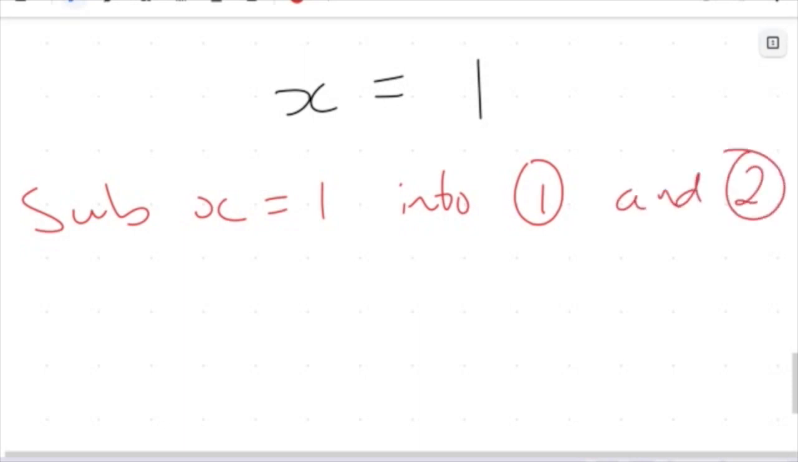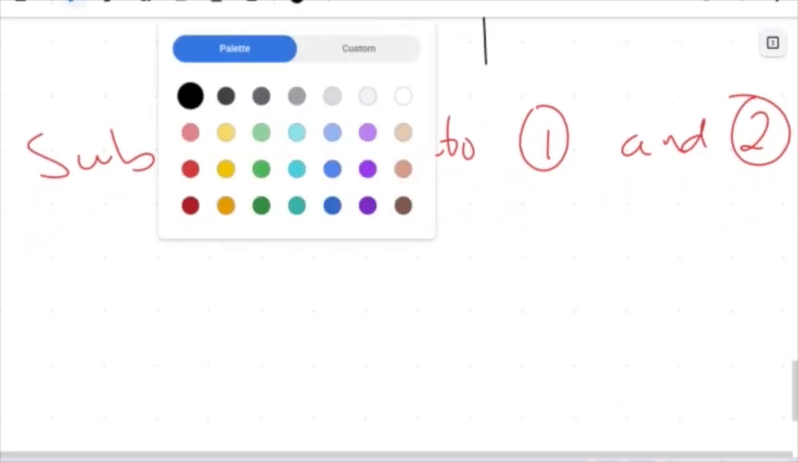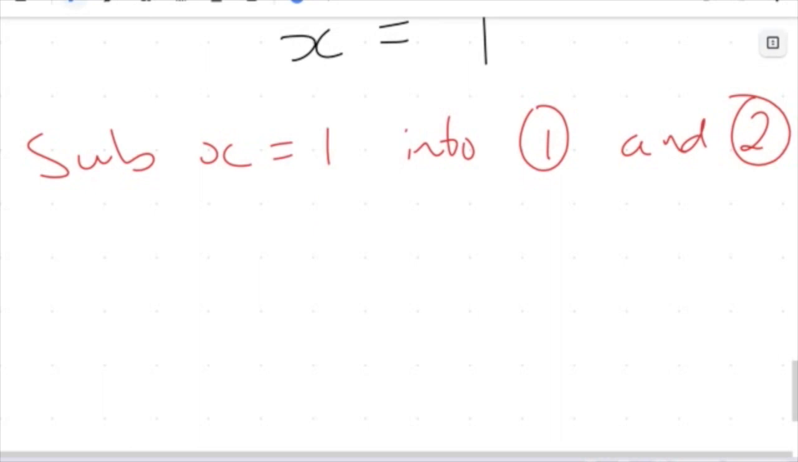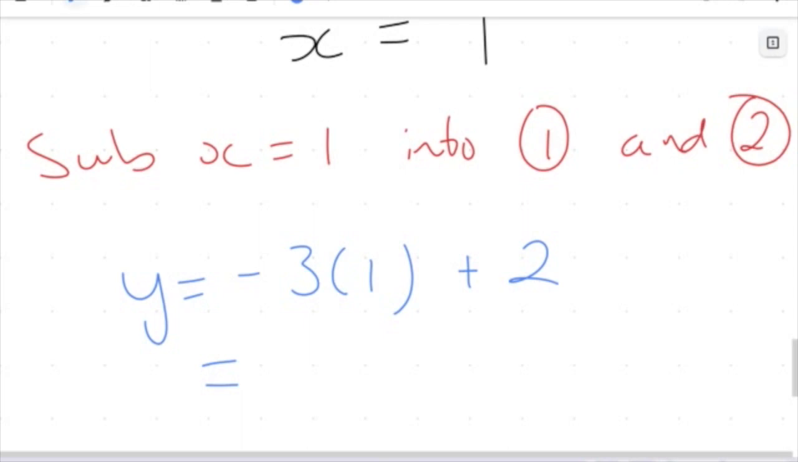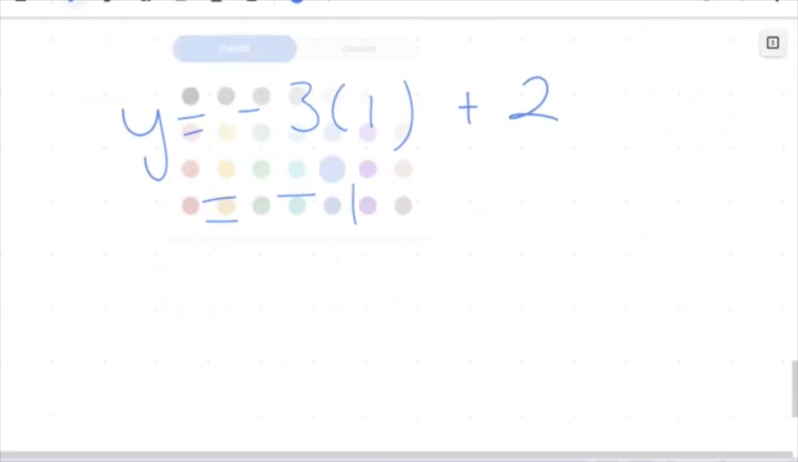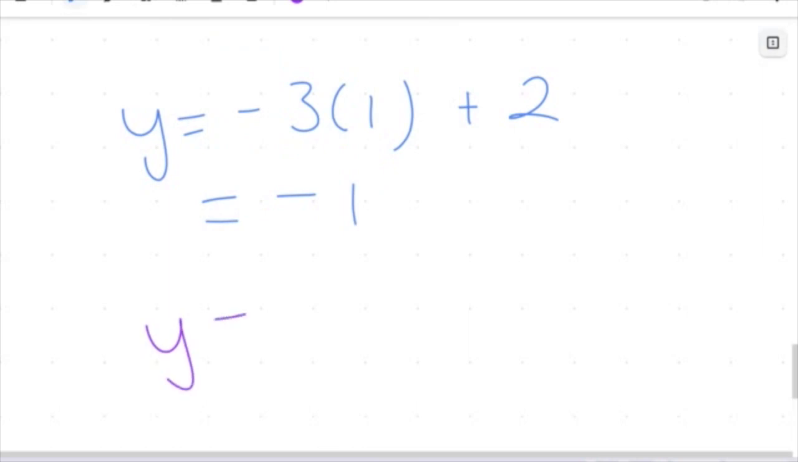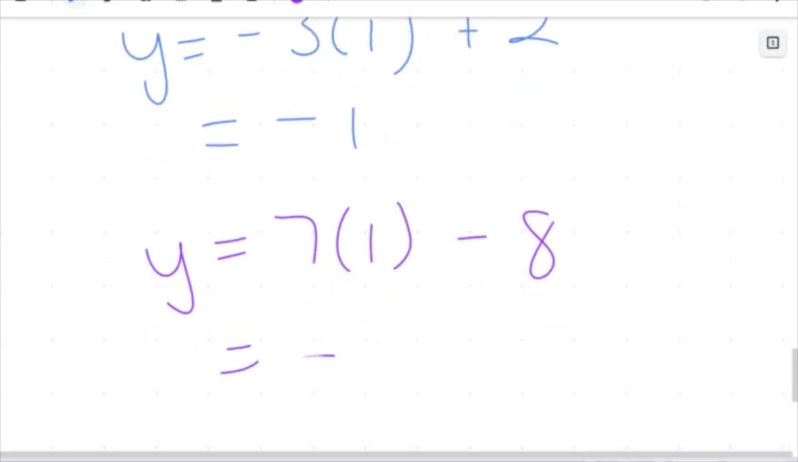Okay, so putting this in, let's do a different color. For my first one, I get y equals minus 3 times 1 plus 2. And that gives me minus 3 plus 2. That gives me minus 1. And my other one, I have y equals 7 times 1 minus 8. 7 minus 8 gives me minus 1. I get the same thing no matter which equation I substitute into.